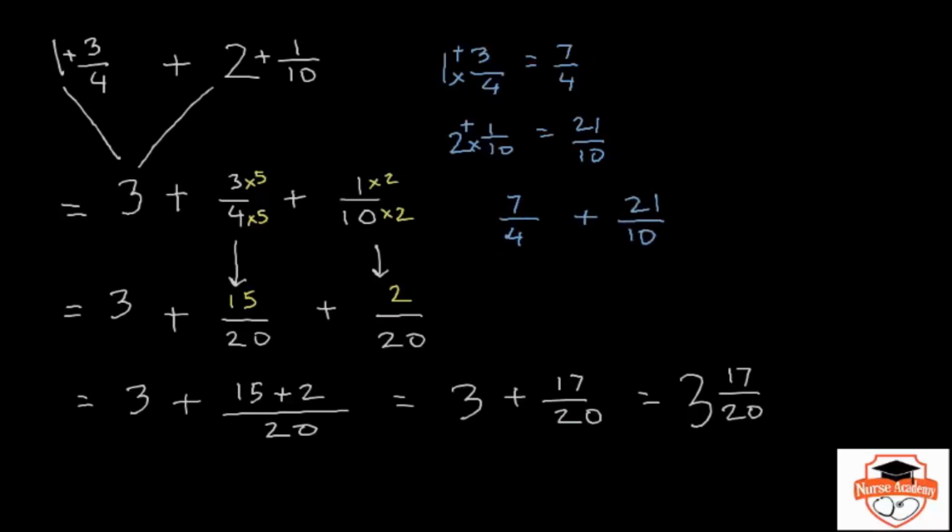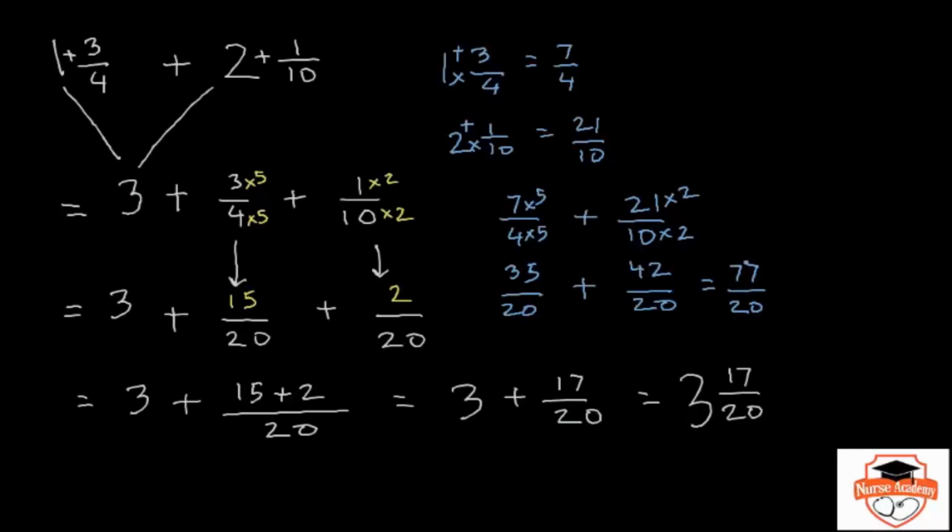Change them, 4 and 10 changes to 20. So you have over 20, you have over 20, plus multiply this with 5, multiply 7 with 5, multiply 10 with 2 to get a 20, and multiply 21 with 2. 7 times 5 is 35, 21 times 2 is 42. So we have 42 plus 35, that's 77 over 20.